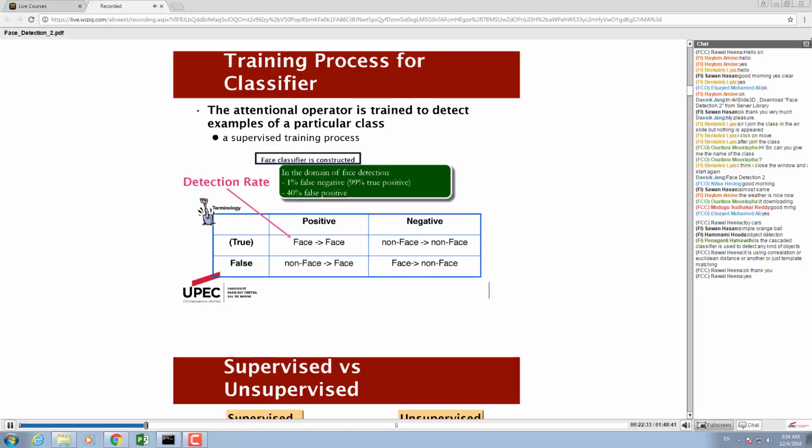So let's consider this example. Now we are focusing on face detection, right? So let's say we have a classifier. Yes, it's very similar to logical gates, but it is more specific, meaning for training. So let's say we have a classifier.